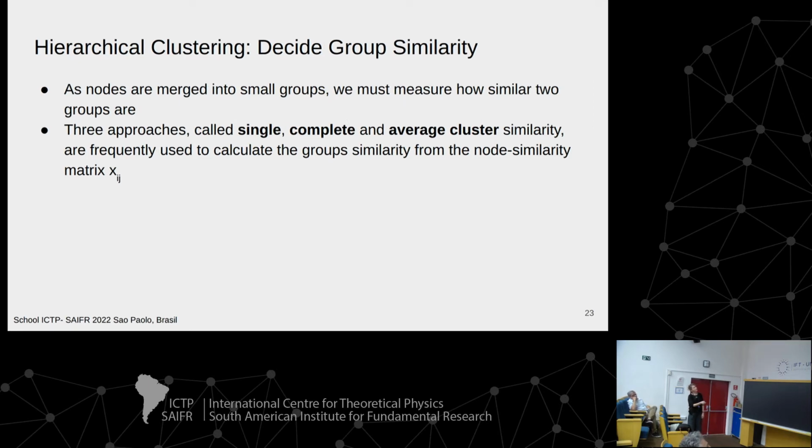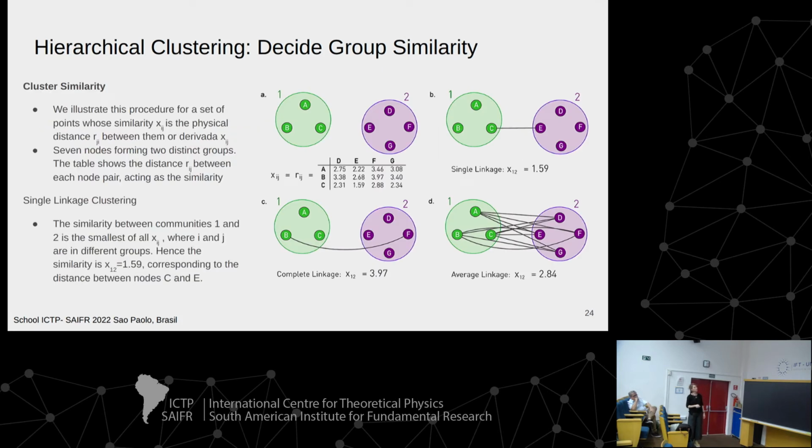And this is what I said the other day, that basically to decide the group similarities, you have three approaches. You have the single, complete, or average cluster similarity, and you basically use for the similarities the distances that you can have, the Jaccard distance, the Hamming distance, different kinds of distances that you can use in order to see how far or how close the nodes are. Here I leave you a small example that you can try. So here you have a single linkage, and here you have a complete linkage or the average linkage between the nodes. Okay, so this is just for some notions.